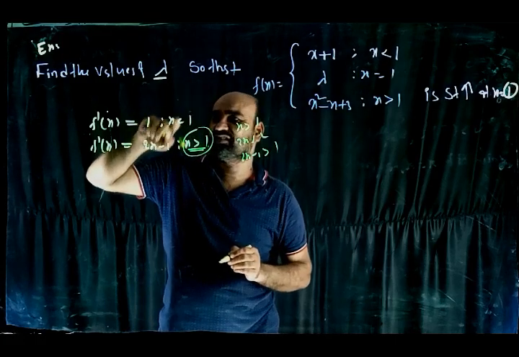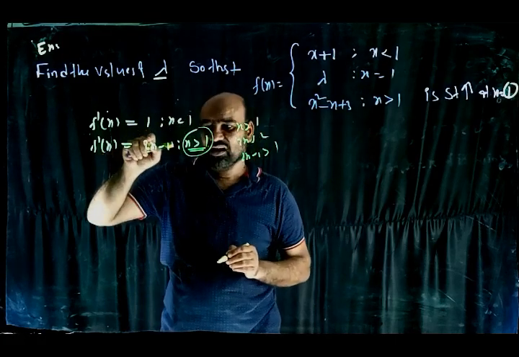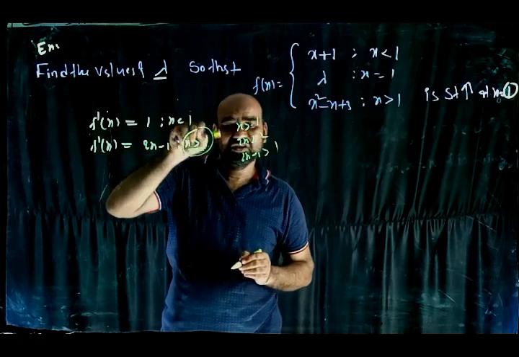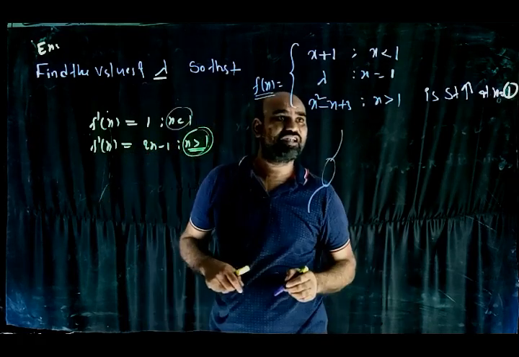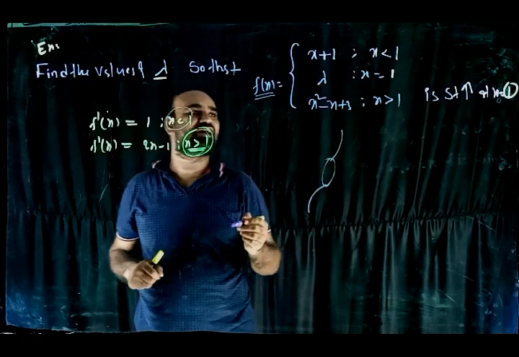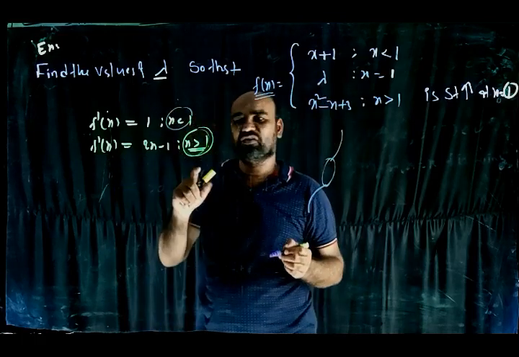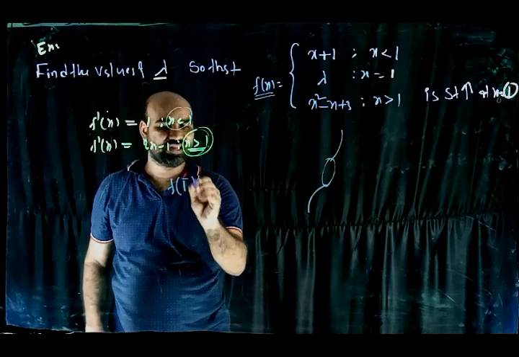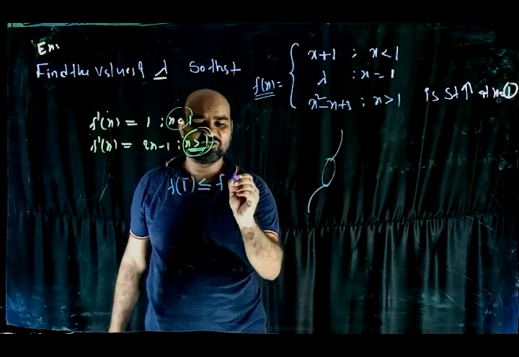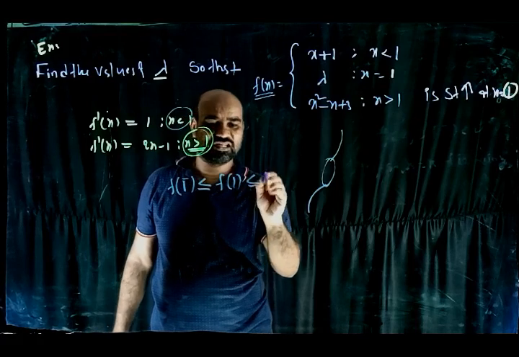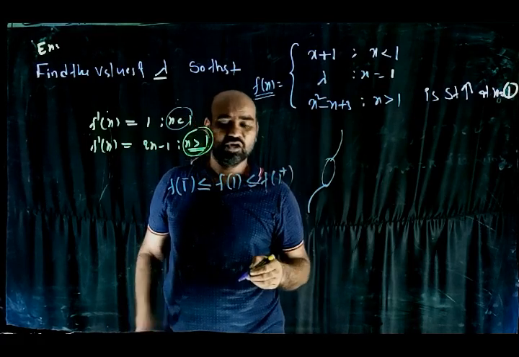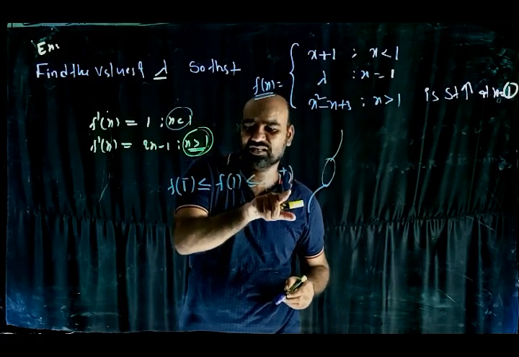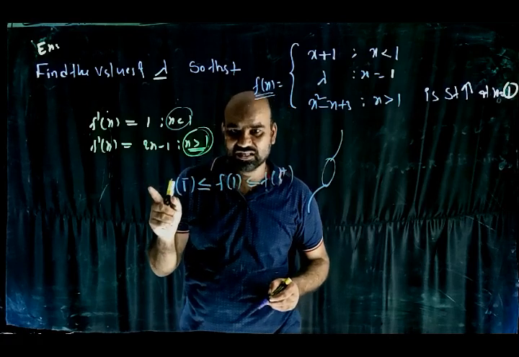Means f of x is increasing for x less than 1 and also for x greater than 1. We want to find the value of lambda so that at x equal to 1 also the function is still increasing. Means f of 1 minus should be lesser than or equal to f of 1, which should be lesser than or equal to f of 1 plus, because to the right the function is increasing, and to the left the function is increasing.